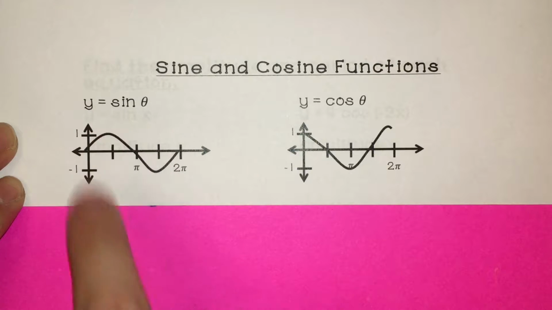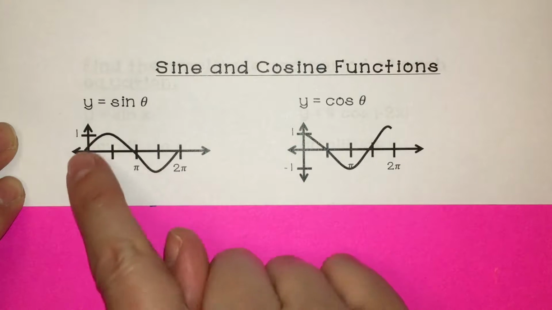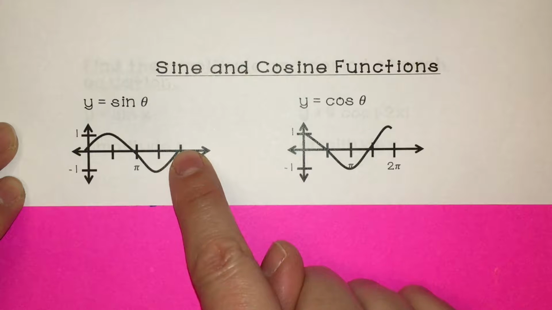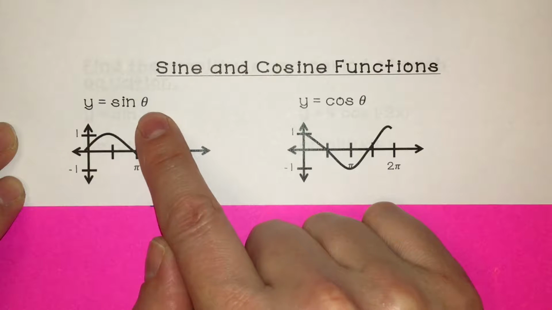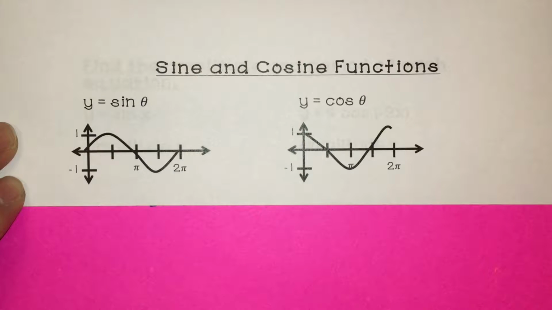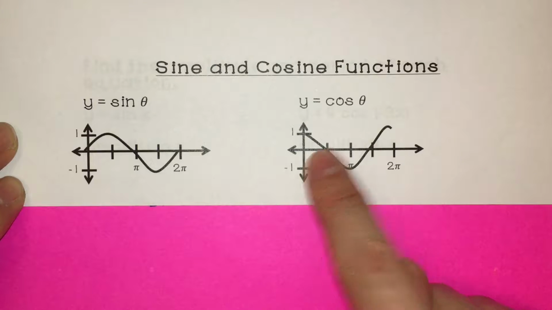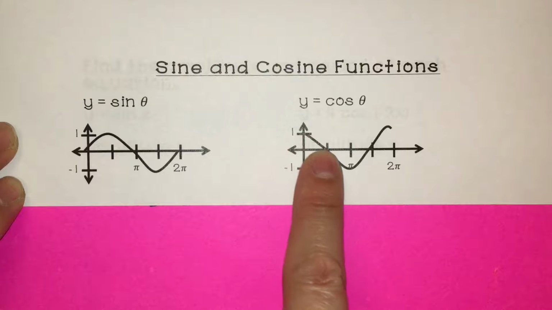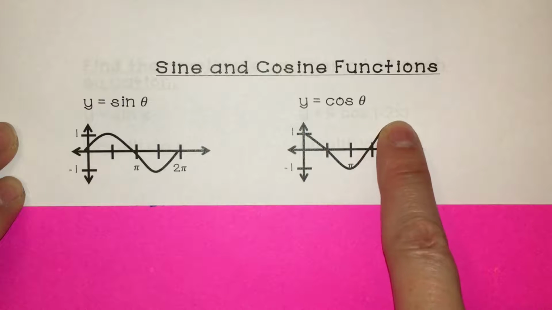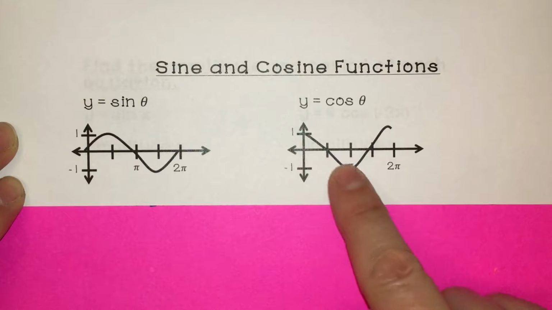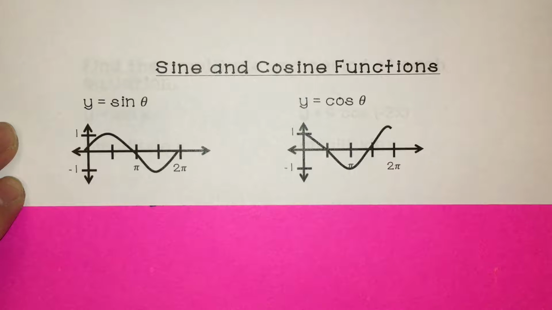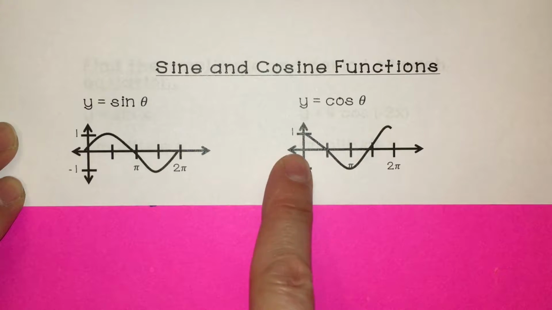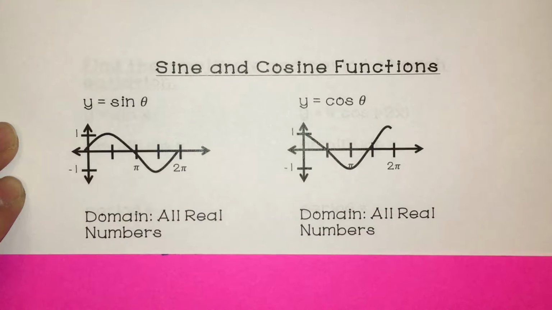For just y equals sine of theta, it always goes from 0 to 2 pi, and it always looks like this for the most basic type of sine function. Cosine, y equals cosine of theta, always starts at the top, goes down, and then comes back up. So this would be a whole cycle, also called a period. So it goes from 0 to 2 pi.